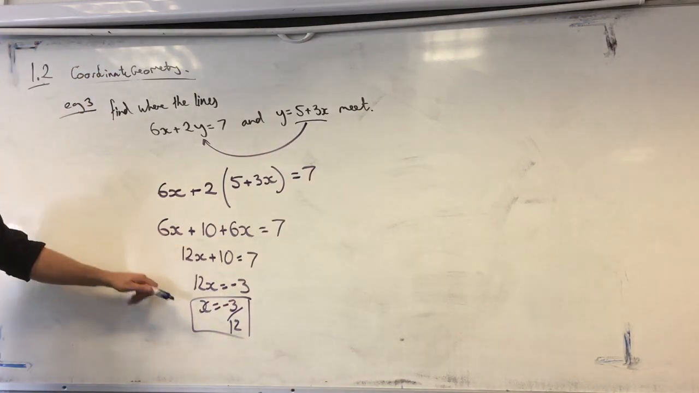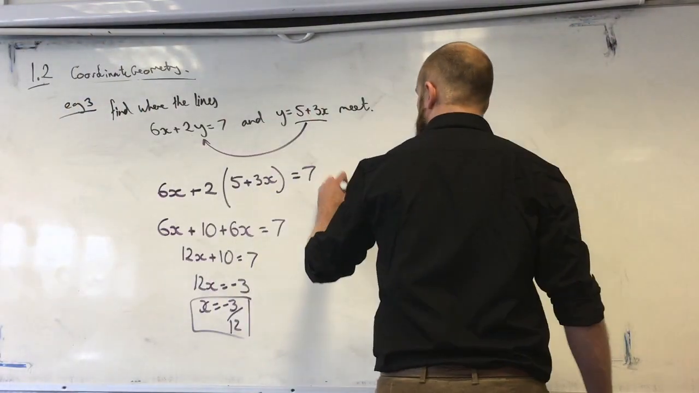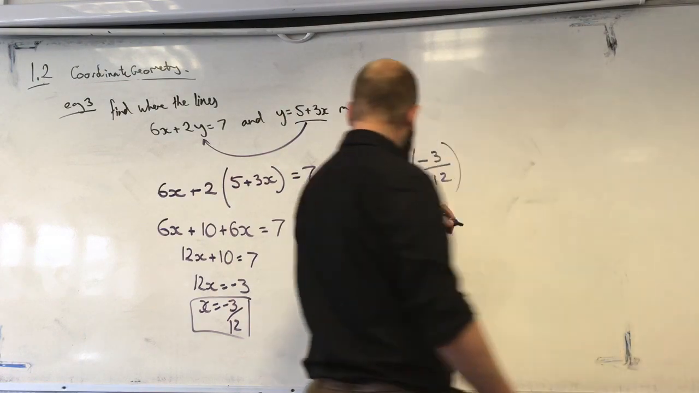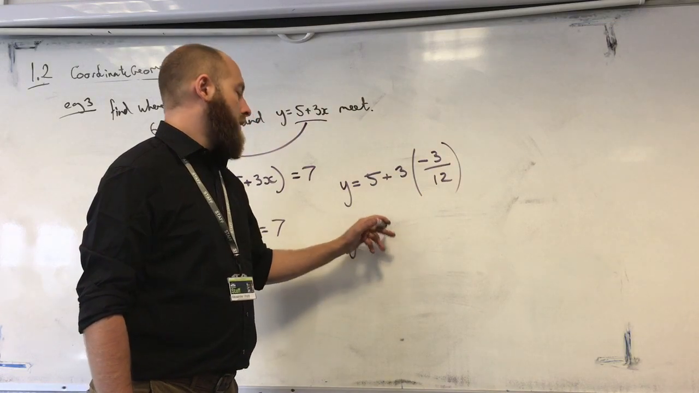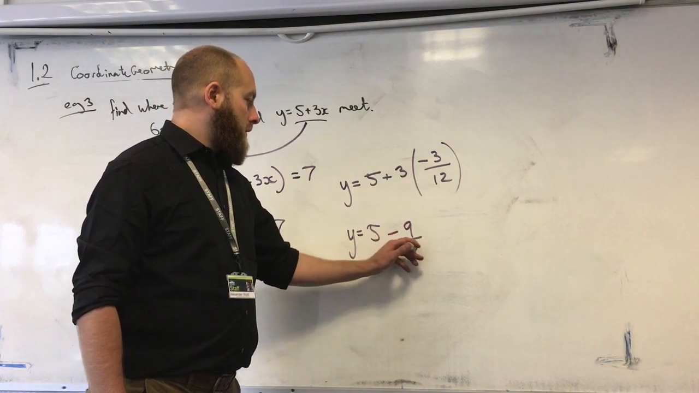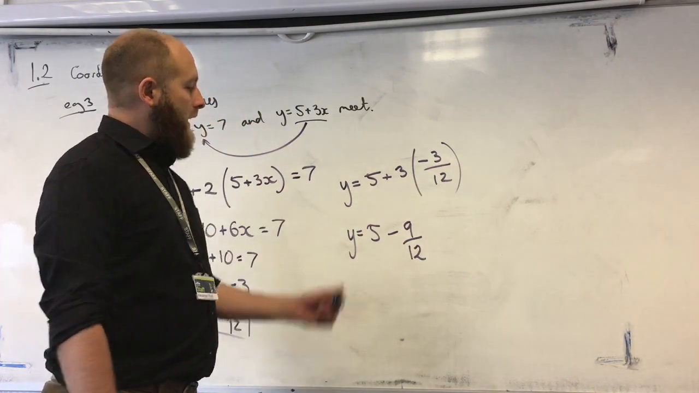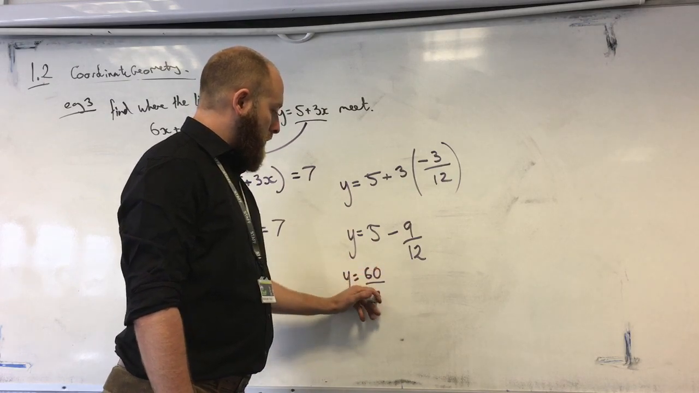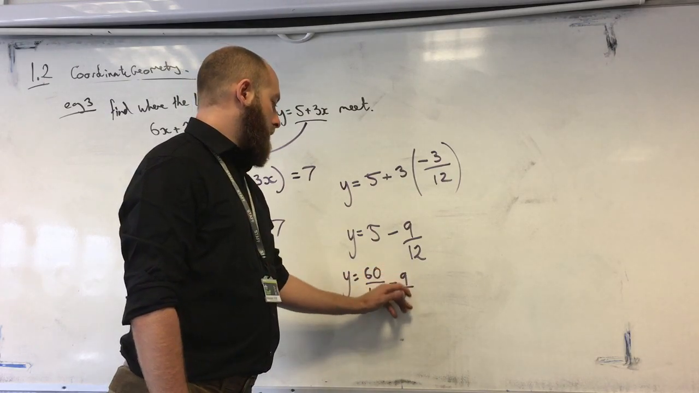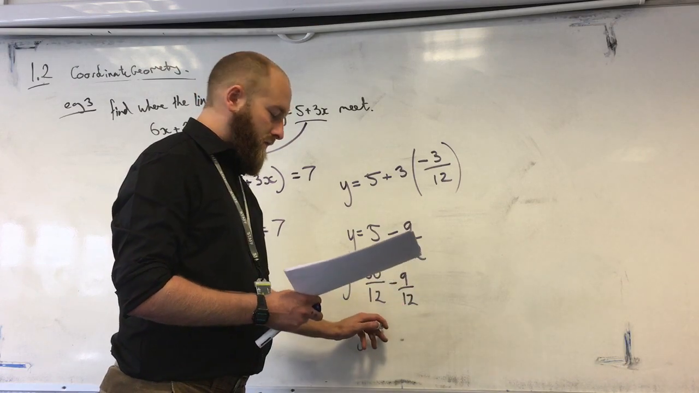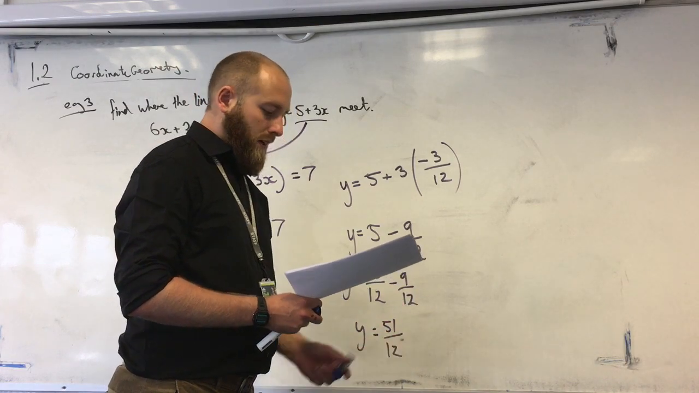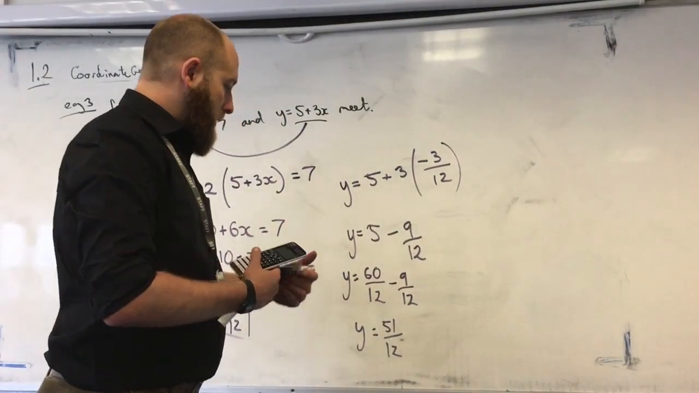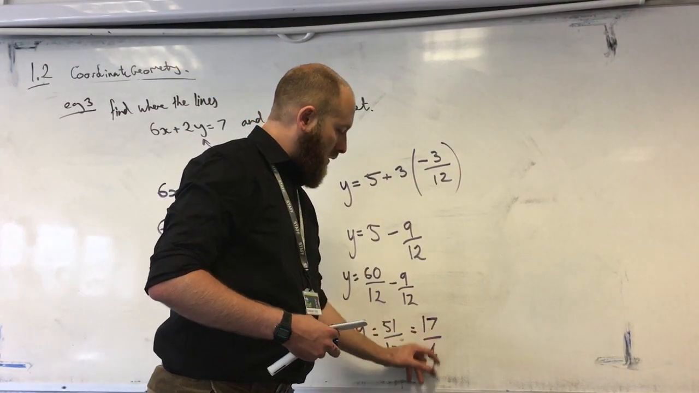And to find y, we just need to put this back into this one. So y equals 5 plus 3 lots of minus 3 over 12. So y equals 5 minus 9 over 12. 5 in terms of 12 is going to be 60. So y equals 60 over 12 minus 9 over 12. So y equals 51 over 12, which I think actually simplifies. Let's just check that. So 51 divided by 12, which gives us 17 over 4.